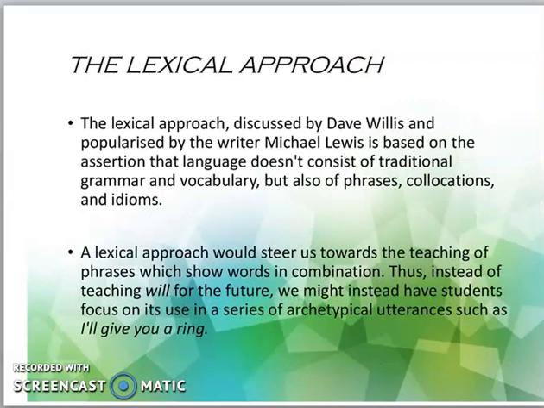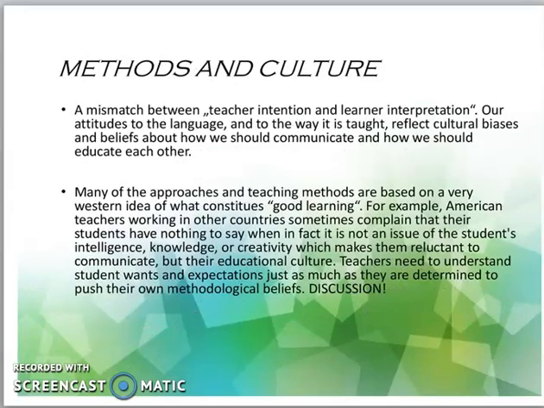The lexical approach. The lexical approach discussed by Dave Willis and popularized by the writer Michael Lewis is based on the assertion that language doesn't consist only of traditional grammar and vocabulary, but also of phrases, collocations, and idioms. A lexical approach would steer us towards the teaching of phrases which show words in combination. Thus, instead of teaching will for the future, we might instead have students focus on its use in a series of archetypal utterances such as I'll give you a ring.